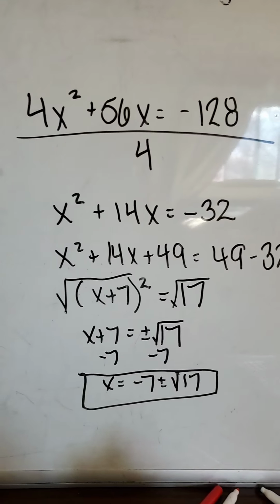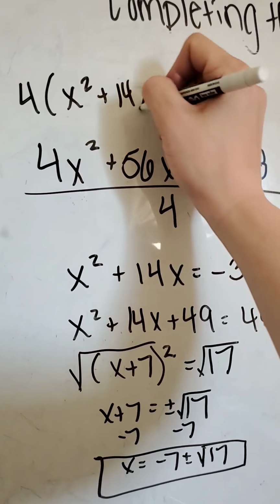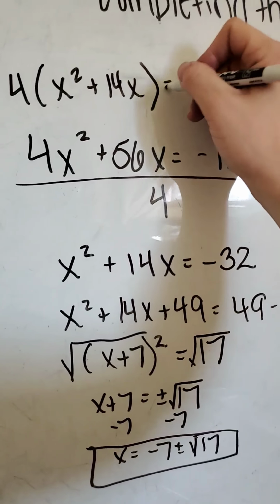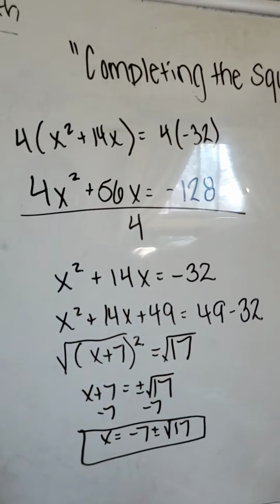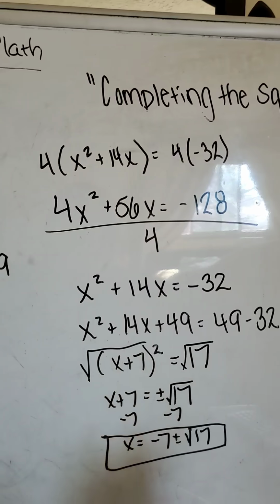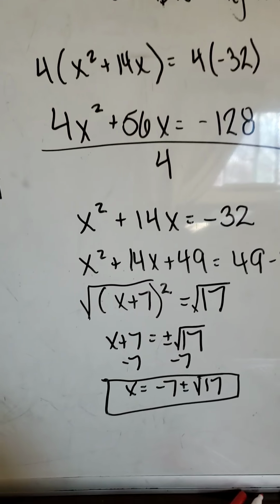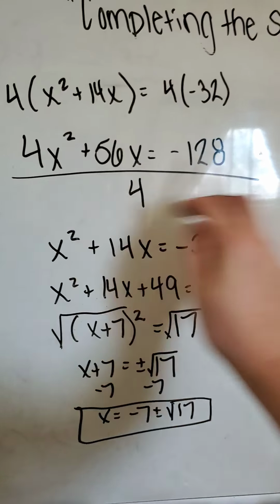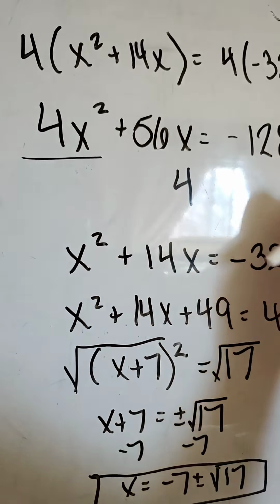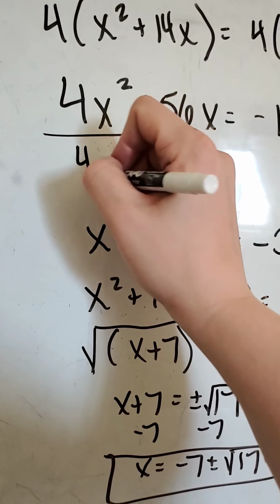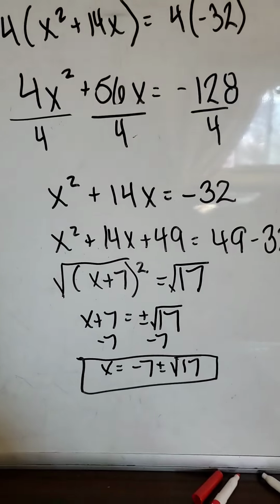You could have factored the 4 out first and left it like 4 times x squared plus 14x, and then equals 4 times negative 32 like this, and then eventually divided by 4 on both sides. But this is perfectly legal. It's fast. Maybe this isn't the best notation, just to draw a big line and divide by 4, but it's the same thing. We could probably do it with better notation like this. But it means the same thing. We divided each term by 4.